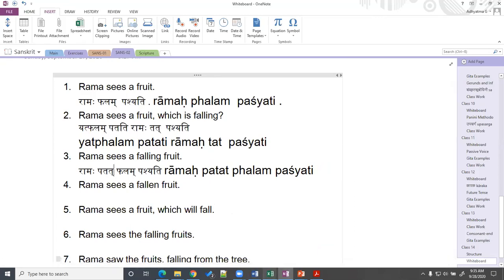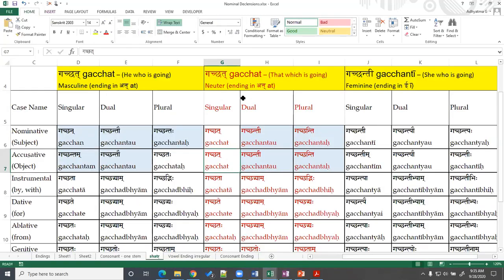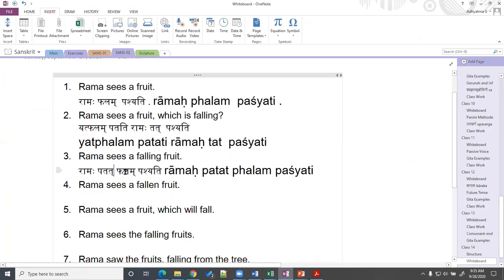Patat, because in neuter it is gachat. So this is patat, accusative. Even though we are taking the second case, accusative case, it is patat. So patat phalam pashyati. I'm happy that you are paying attention.